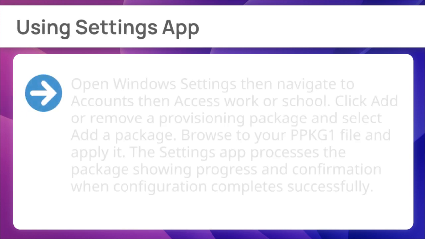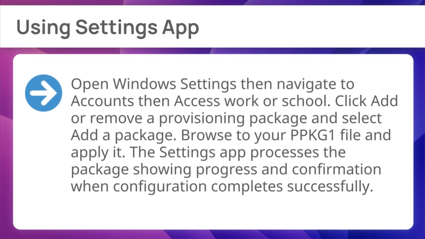Next, using Settings app. Open Windows Settings, then navigate to Accounts, then Access Work or School. Click Add or Remove a provisioning package and select Add a package. Browse to your PPKG1 file and apply it. The Settings app processes the package, showing progress and confirmation when configuration completes successfully.